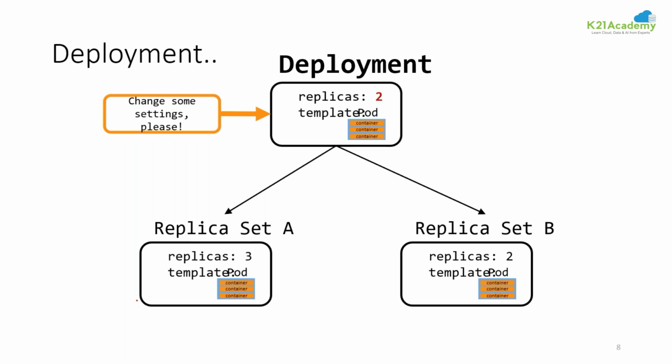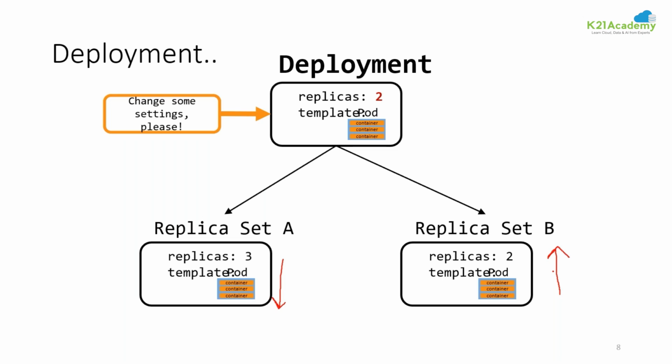Deployment is going to do all of that automatically. So it's going to scale down the older ReplicaSet and it's going to scale up the newer ReplicaSet. You don't have to get involved. You don't have to do that. Deployment will take care of that. There is a strategy type called rolling update, which is the default.